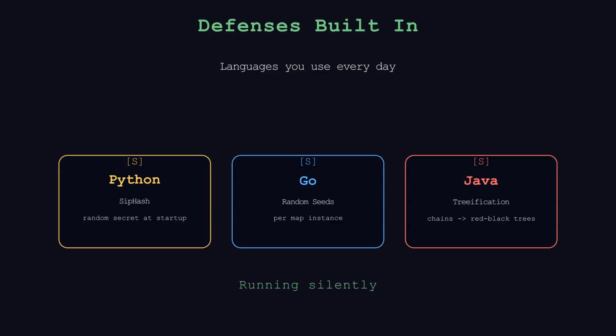These protections run silently every time you use a dictionary or a map. Most developers never know they're there, but now you do. Cognitive architecture updated.